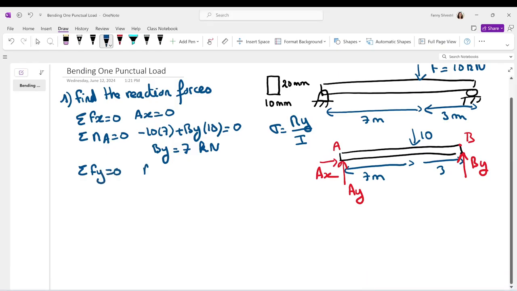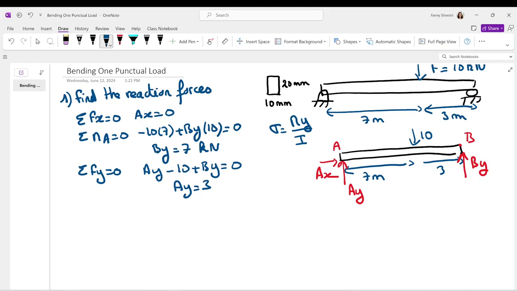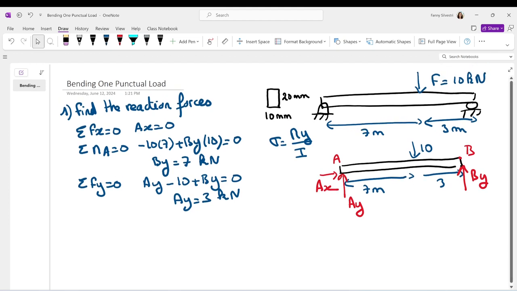And last one, we do sum of the forces on y equals 0. And we got AY minus 10 plus BY equals 0. And we ended up having AY equals 3. So this is the kilonewton. This is the reaction force. And we need them before we can find the shearing force and the bending moment.